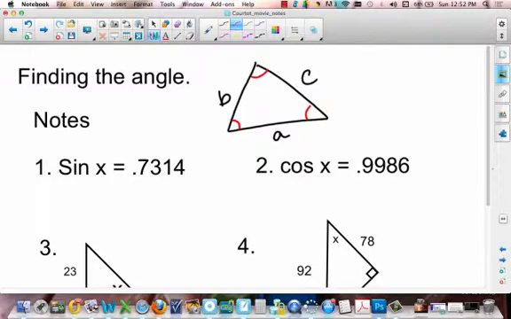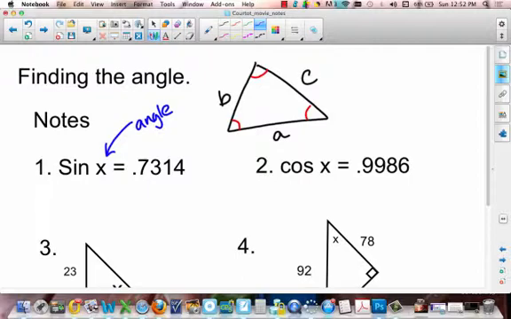We're going to start with just how to use the calculator, and then we're going to move on to some more difficult ones where you actually get to use the sohcahtoa process. Okay? So the very first one says that the sine of x is 0.7314. Remember, this x is going to be an angle. It's saying the sine of an angle is 0.7314.